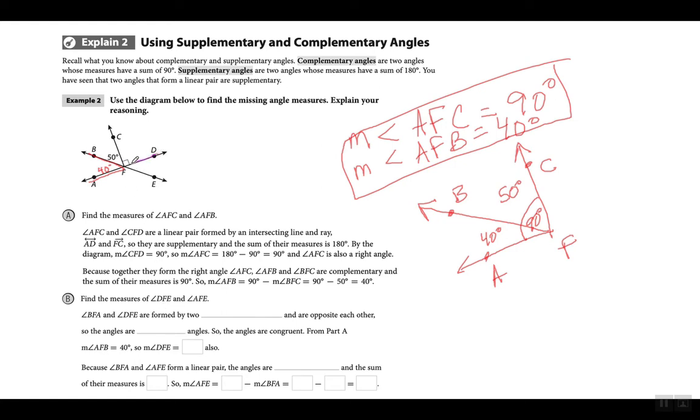Alright, so really fast. DFE is vertical angles with AFB. So if AFB is 40, that means this one is also 40. Look how fast that is. Okay, I'll say it again. Angle DFE is a vertical angle with angle AFB. So if we already determined that angle AFB is 40 degrees, this one is also 40 degrees.